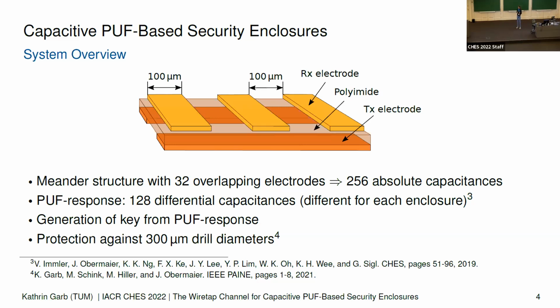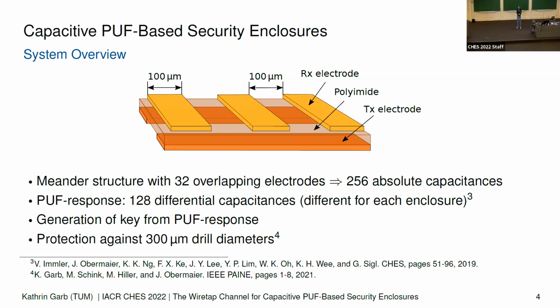Now if you are trying to attack the enclosure, for instance, with a 300 micrometer drill, what will happen is that you destroy 2 of these electrodes, since their width and distance is 100 micrometers. So the PUF response will change and the key will also change. This is also the attack scenario that we're going to focus on in the following analysis.